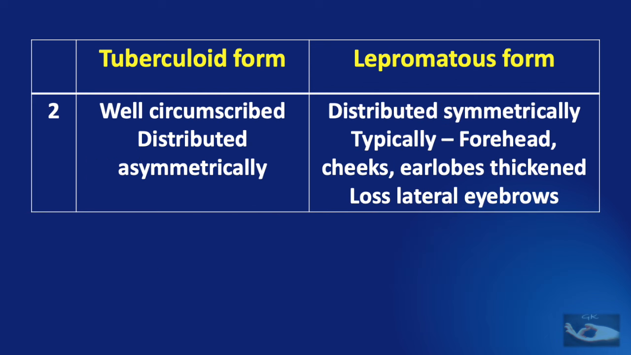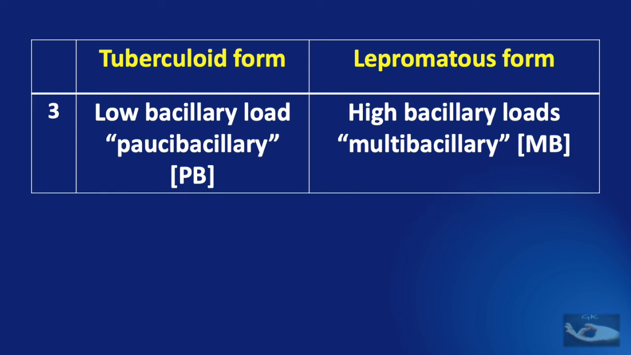These skin lesions are well circumscribed and distributed asymmetrically in the tuberculoid form, whereas in the lepromatous form, they are distributed symmetrically and typically affect the forehead, cheek, and earlobes. The tuberculoid form of leprosy is represented by a low bacillary load, otherwise known as paucibacillary or PB, whereas the lepromatous form is represented by a high bacillary load or multibacillary, MB.